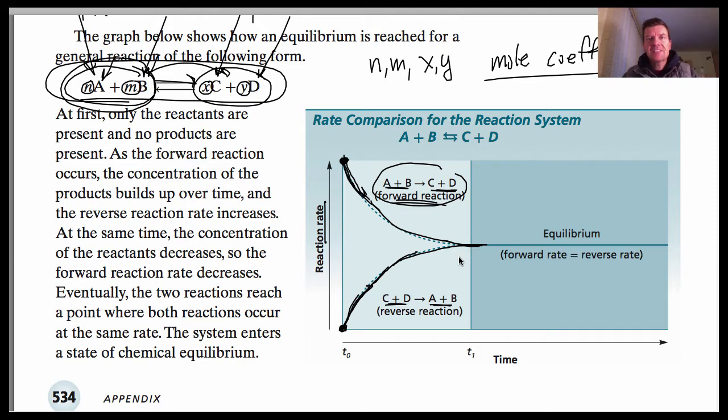Listen carefully. I'm not saying the amount of A and B, the reactants, is equal to the amount of the products, C and D. That's not what I'm saying. I'm saying the rate at which these two directional reactions are occurring is eventually going to be equal. The forward rate and the reverse rate are going to be the same, and that's when you've reached equilibrium. The amount of A and B will not change, and the amount of C and D will not change once you've reached equilibrium.